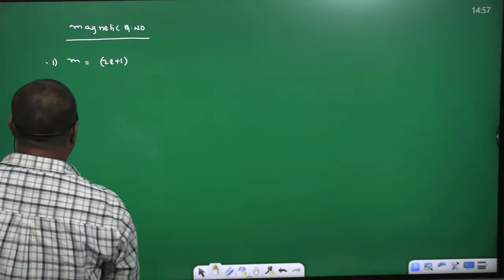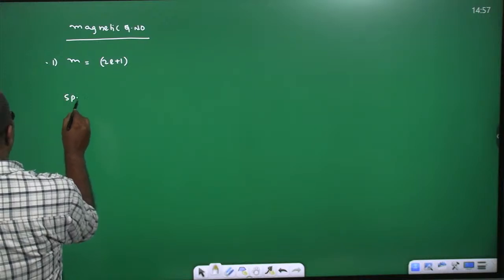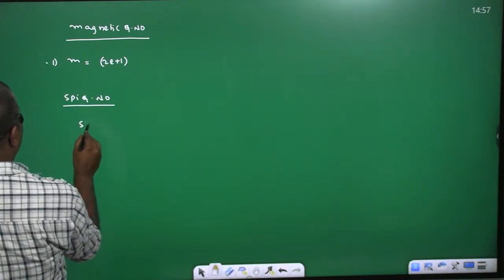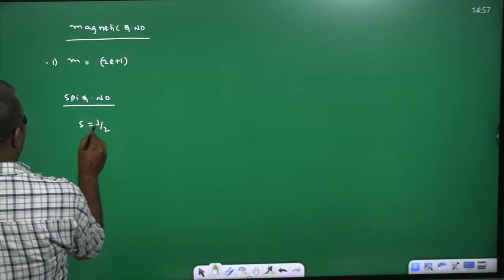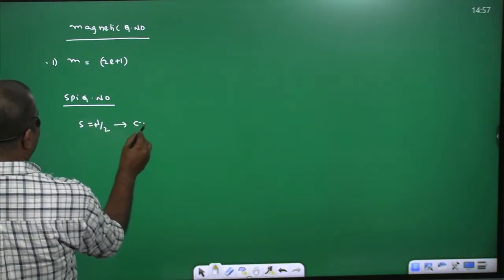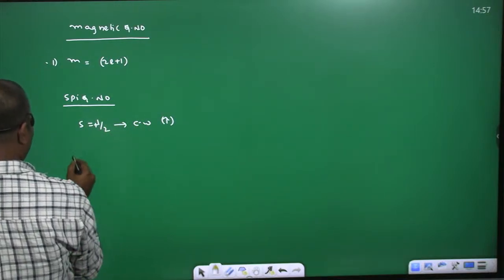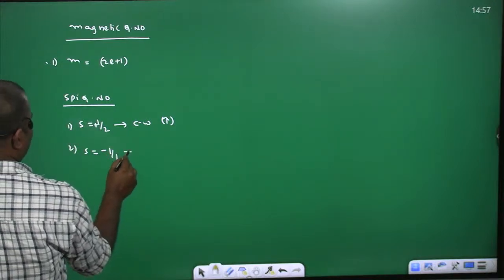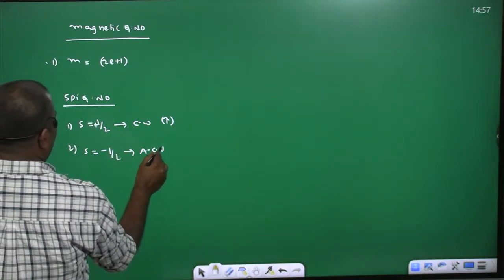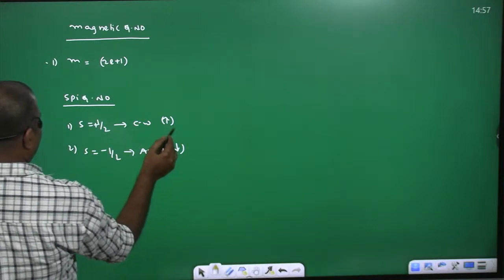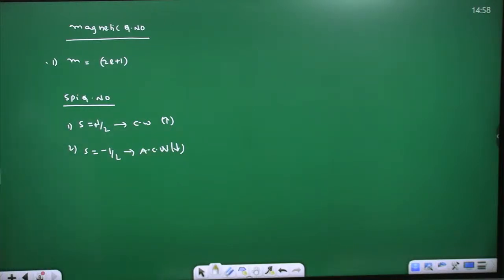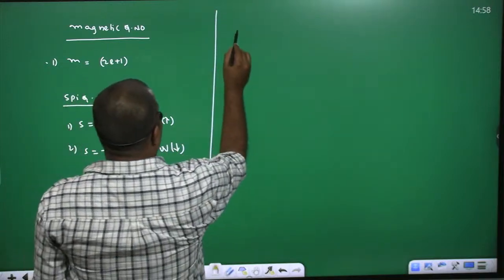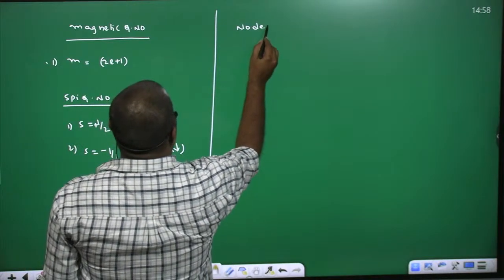The next, spin quantum number. Spin quantum number means s can have 2 values, that is plus 1/2. For clockwise you denote with plus sign, that is upward arrow. S may be minus half, that is anti-clockwise direction. You denote it with downward arrow.